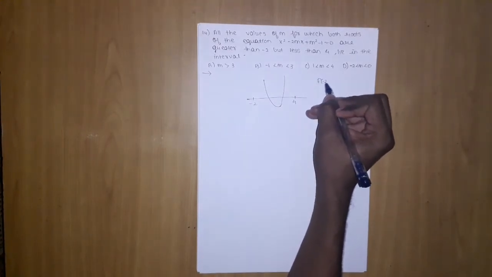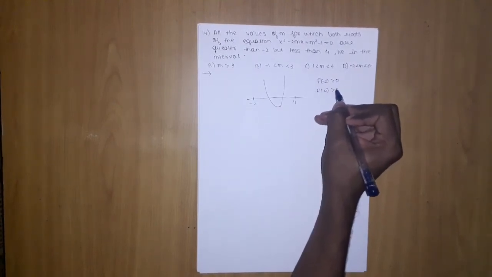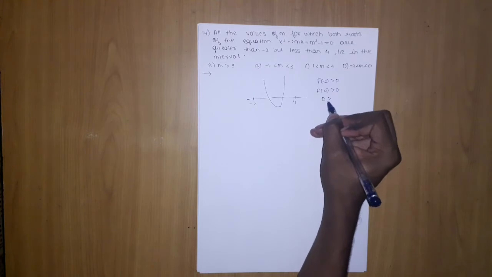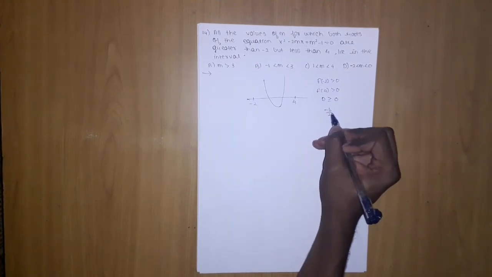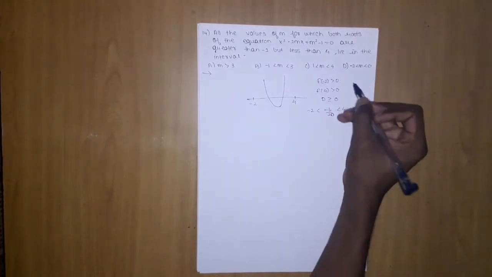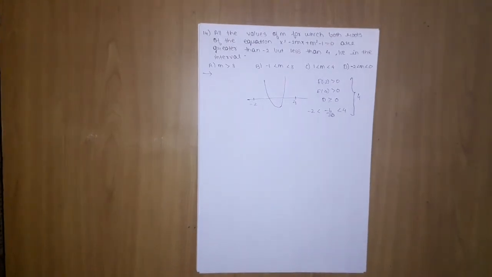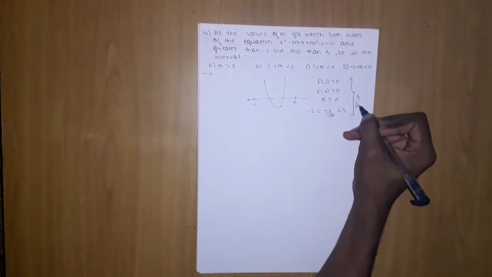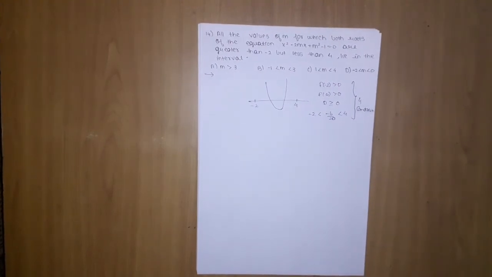The conditions which are taught: f of minus 2 should be greater than 0, f of 4 should be greater than 0, d should be greater than or equal to 0, and lastly, minus b by 2a should be between 4 and minus 2. These 4 conditions are taught.